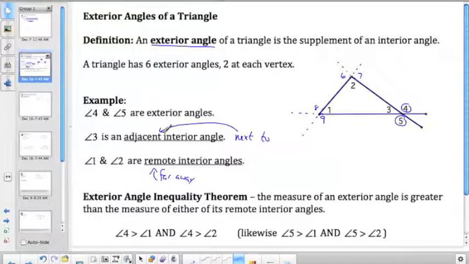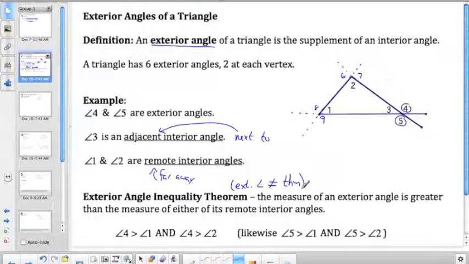And essentially what the Exterior Angle Inequality Theorem says, and our little abbreviation for it will be exterior angle inequality theorem, is that the exterior angle is greater than the measure of either of its remote interiors. So angle 4 is greater than angle 1. Angle 4 is also greater than angle 2. And the same for angle 5. So that's basically what the exterior angle inequality theorem says.